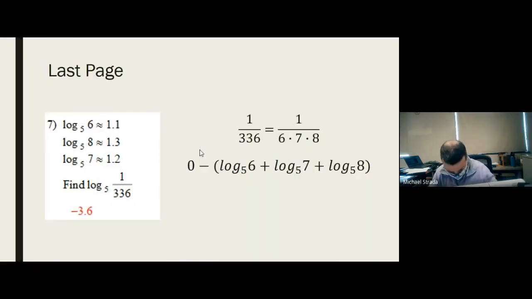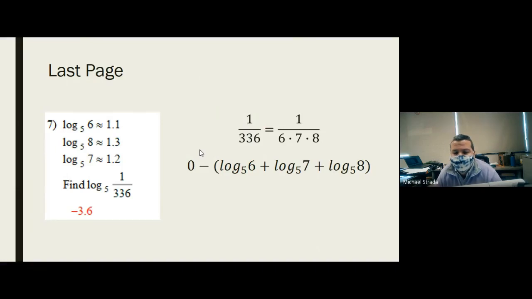All right, there is number 7, which you will not have, but it's good practice. So in other words, the -3.6 comes from 0 minus, and then all those parentheses, and then it's up to you what you want to do. You can either add up all the logs, which I would do, and subtract that from 0, or you can turn them all into negatives and add the negatives, but I would add them all up and subtract.